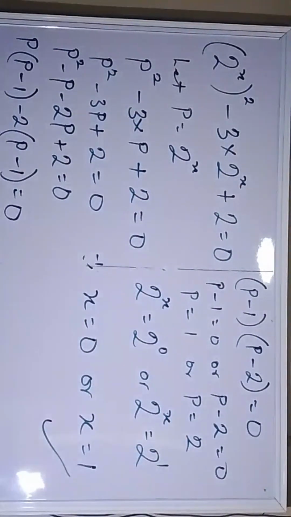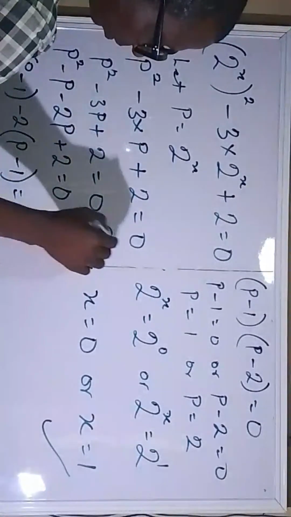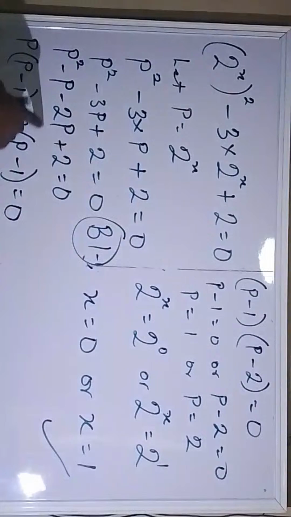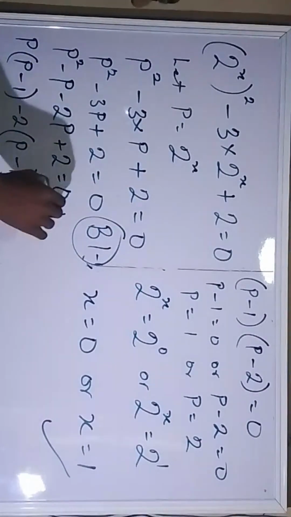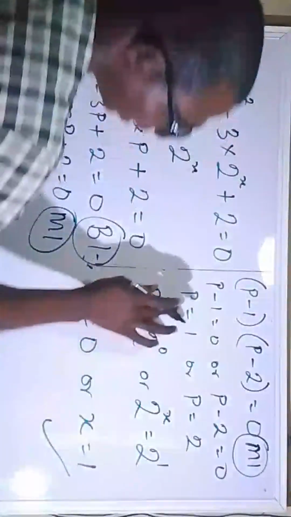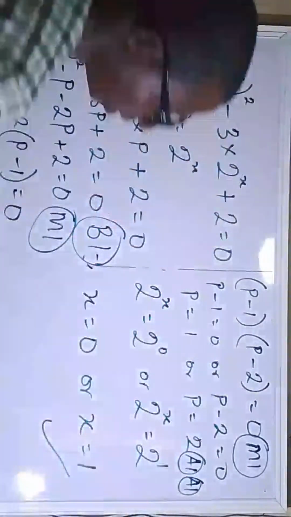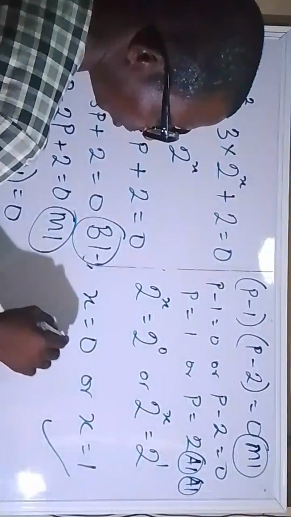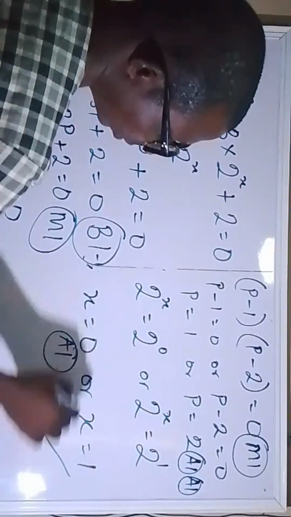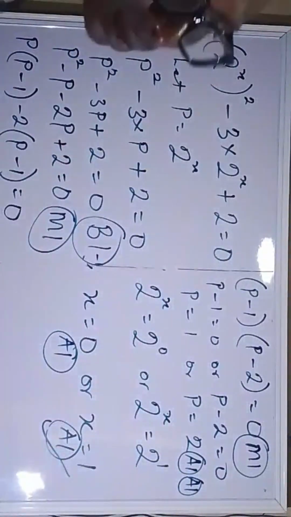So now, how do we award marks? For getting this quadratic equation, there will be a block mark. For simplifying down to this level, there's a method mark. For getting to this level, a method mark. For getting these answers, we have A1, A1. So we have 2 marks there. And for getting the values of x, we have A1, A1. So what's the total mark? 1, 2, 3, 4, 5, 6, 7. So it's a 7 marks question.